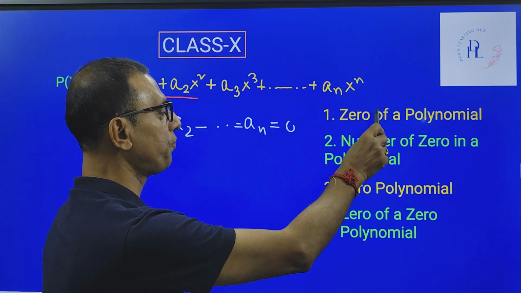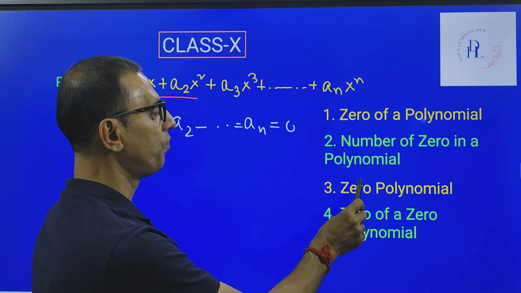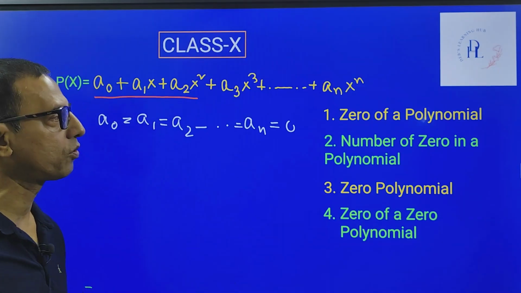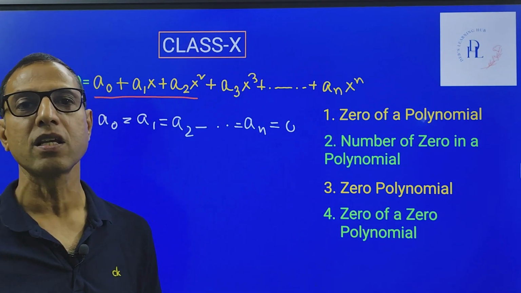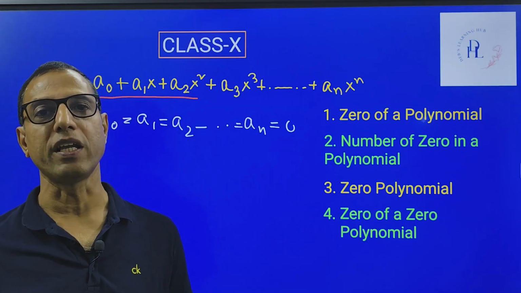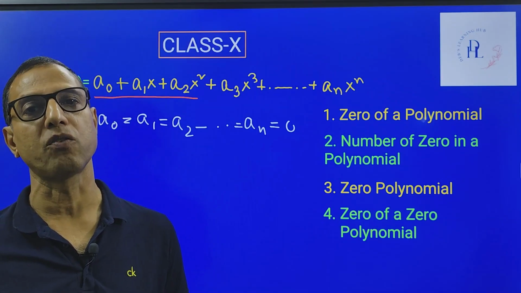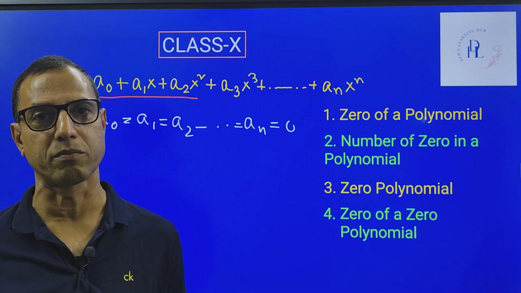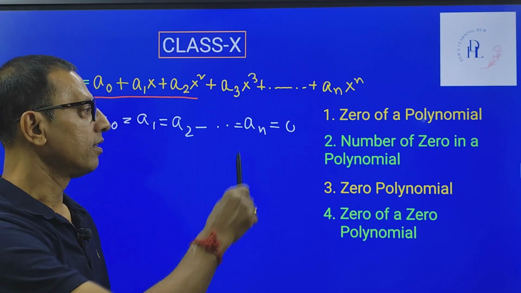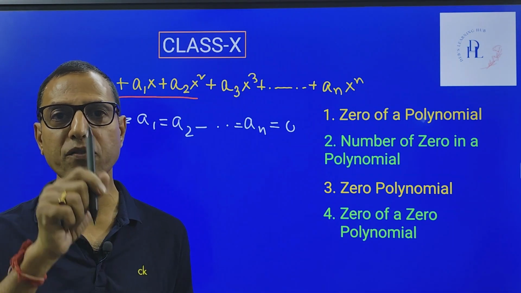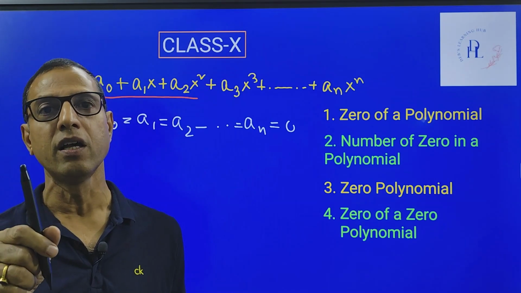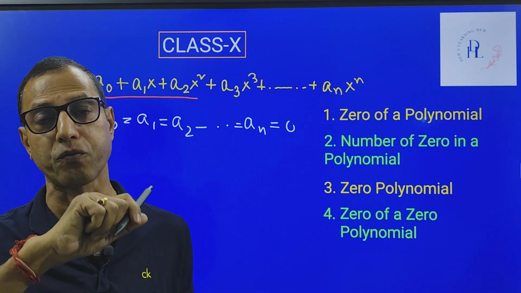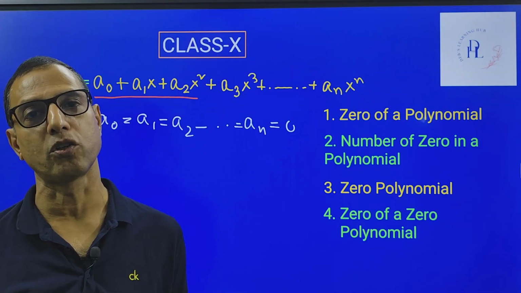So this is the difference between zero of a polynomial, zero polynomial, and zero of a zero polynomial. Again, I'll explain quickly. Zero of a polynomial means for which value of the variable in a polynomial, the polynomial value becomes 0. Number of zeros in a polynomial is for how many values of the variable the polynomial becomes 0. That means the number of roots.